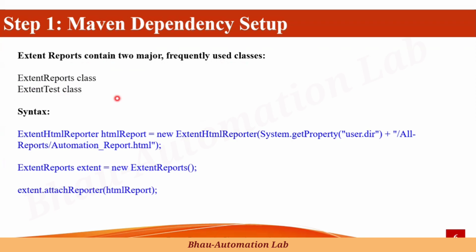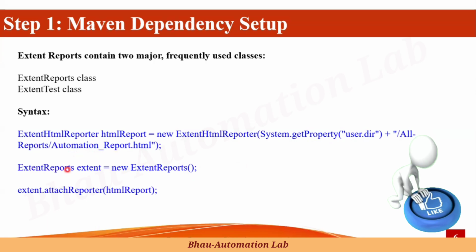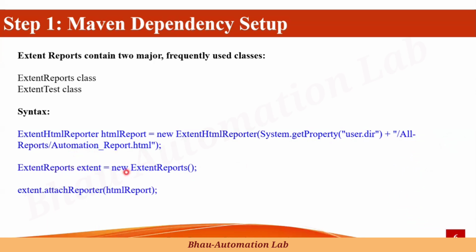The syntax is simple here. Whenever we create an Extent HTML reporter, we create a new ExtentSparkReporter, and we need to add the path where we want to store that particular HTML report. For example, here I added it in the reports folder. Simple. Then we need to create an object of the ExtentReports class using the new keyword, and through that we can attach the HTML reporter to Extent. Okay, simple. So this is the syntax.